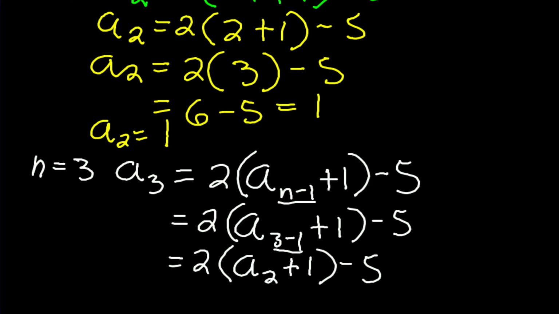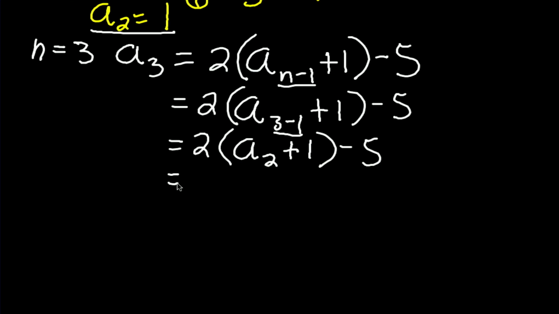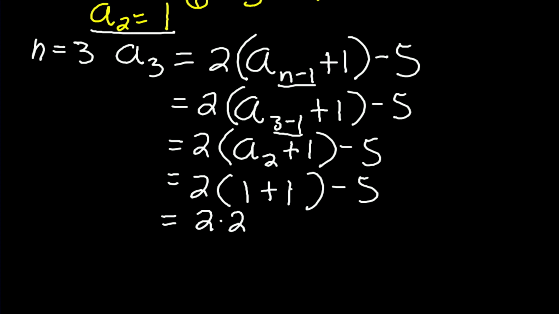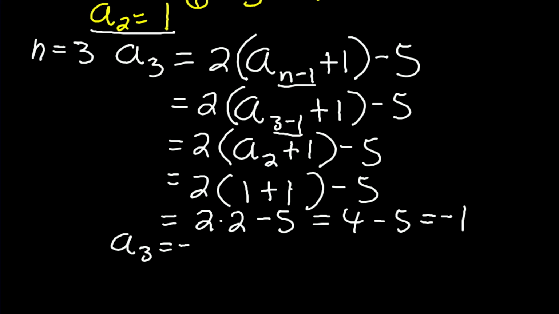So now remember, my a sub 2 up here was equal to 1. So I substitute that value in. So it's going to be 2 times a sub 2 was 1, 1 plus 1, subtract 5. And then again, I have to do order of operations to evaluate and simplify this. So I do what's inside the parentheses. 1 plus 1 is 2. So that's going to give me 2 times 2, subtract 5. 2 times 2 is going to be 4, subtract 5, which is negative 1. So that tells me that a sub 3, my third term in the sequence, is equal to negative 1.